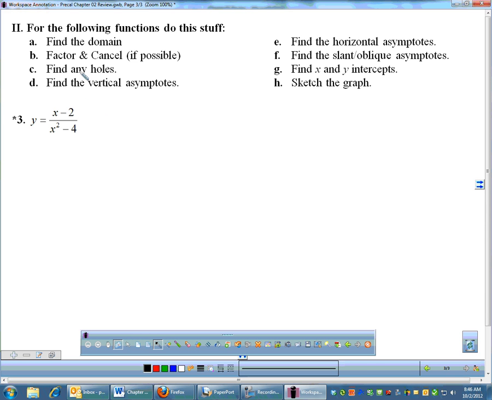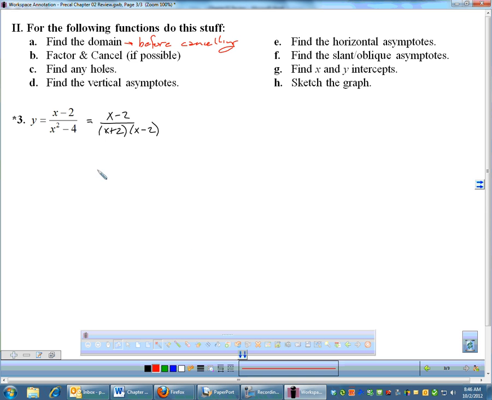Remember domain. And actually what I will do, I'm going to go ahead and start the factor process, x minus 2 over the bottom factor, x plus 2, x minus 2. But I will find the domain before you cancel. So remember that when you're finding domain, do it before canceling.